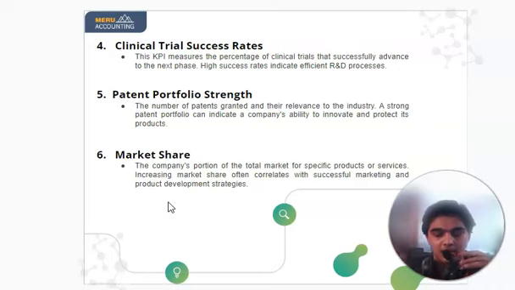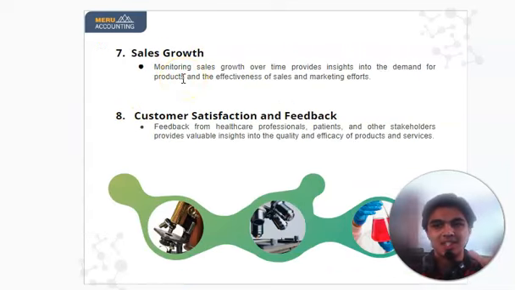Okay. Now let's touch on the market share indicator. A company's portion of a total market for a specific product or service. This indicator will measure how much market share you have from a particular product of your firm. This will be calculated in the market share indicator. Now let's talk about sales growth. This indicator will monitor your sales growth over a time period, to give you insight into the demand that customers have for your product or your service.